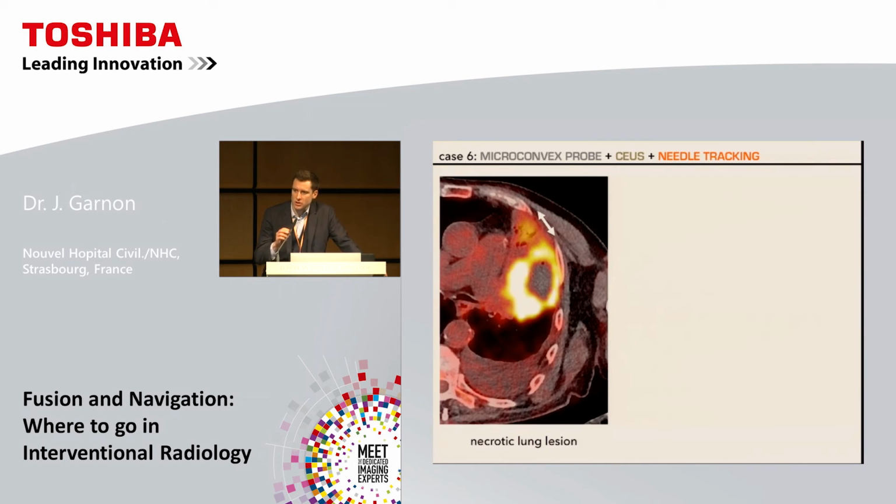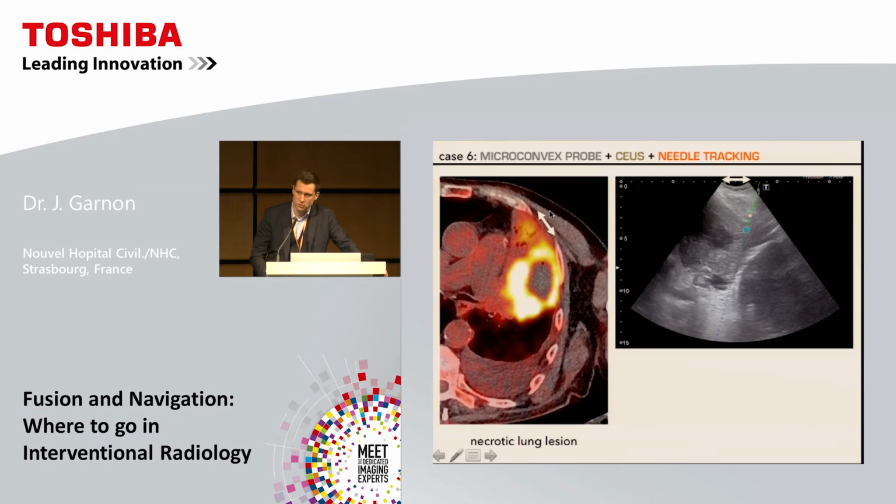Another issue with lung lesions is sometimes the large necrotic mass, which can be negative when you puncture it. That's an example here of a large necrotic mass, positive on PET on the periphery. You see a small acoustic window. So again, use the microconvex probe to go through this window. And here I use the needle tracking.